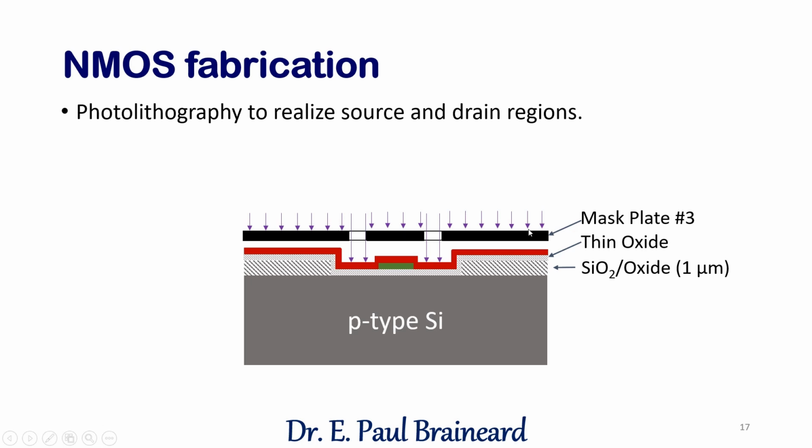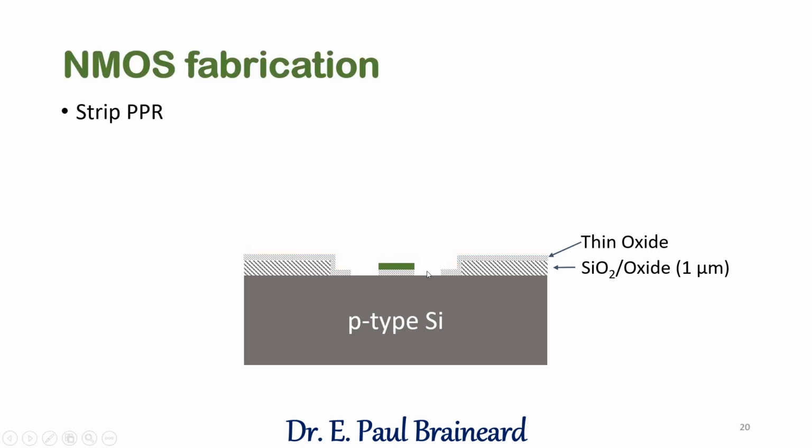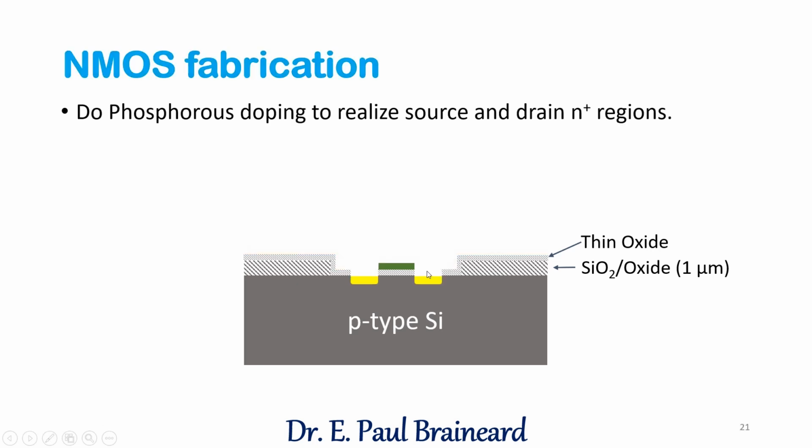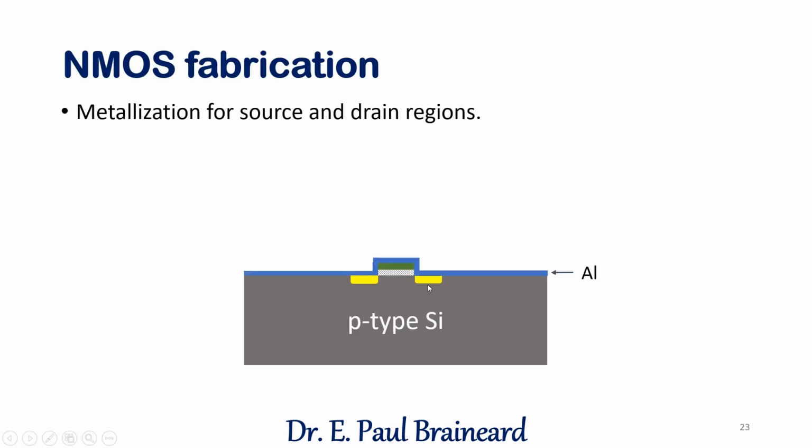After developing PPR, this is the structure we see. Then etch oxide with PPR as protective material for oxide. After etching oxide, we see the structure. Remove PPR. Do phosphorus doping in furnace with phosphorus as a source material. This will realize 2 diffused regions, source and drain. Remove oxide. The last step in fabrication is to get metal contacts for source and drain regions.